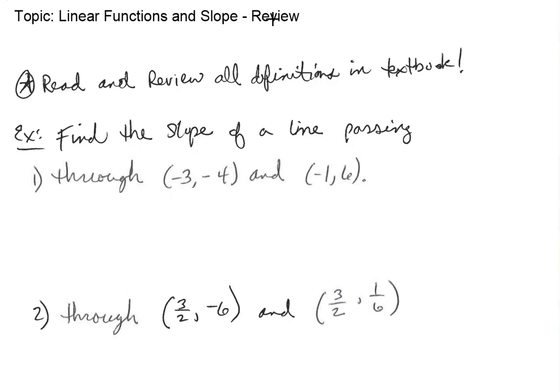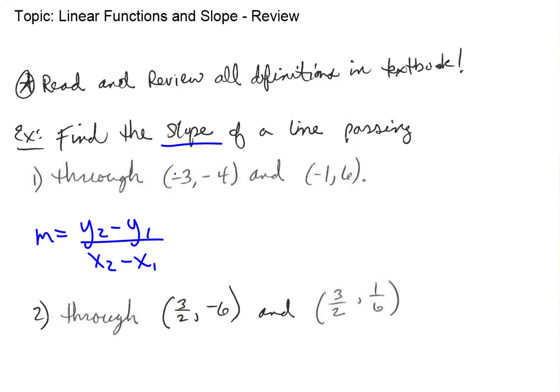Let's just dive right in with some examples where we want to find the slope of a line passing through, and we have a couple of examples. The first one says through the points (-3, -4) and (-1, 6). You may recall that there is a formula to find the slope given 2 points. That would be m for slope equals y2 minus y1 over x2 minus x1. That's the slope formula.